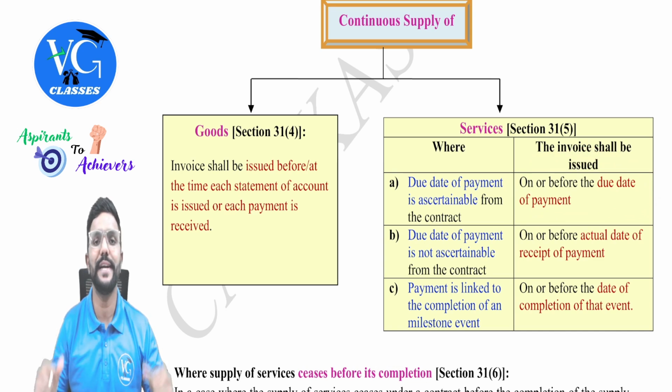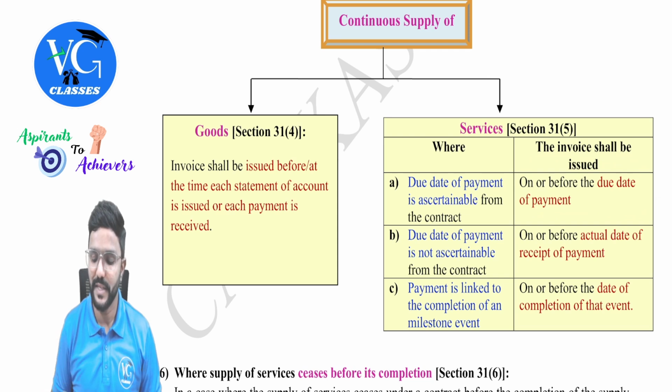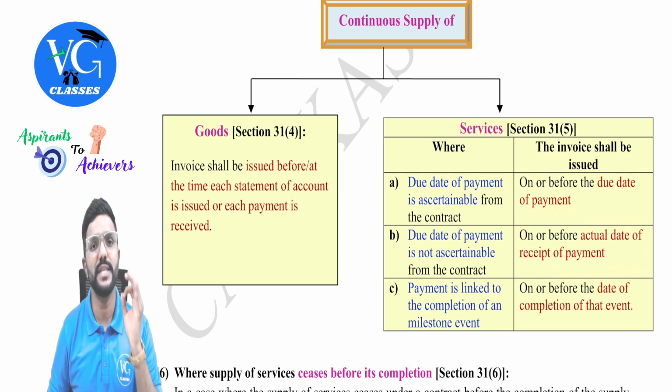So the due date for payment is the due date to issue invoice, guys. Okay. Sir, what if the due date is not mentioned in the contract? Then whatever is the actual date of payment, that is the due date to issue invoice by the supplier.